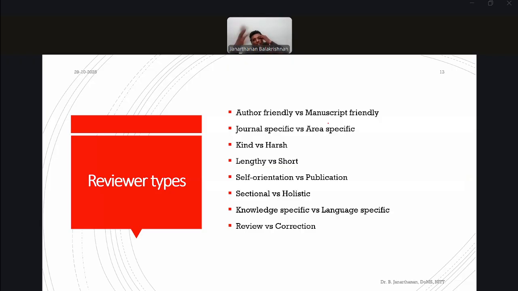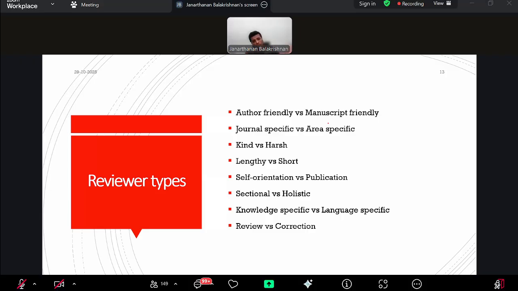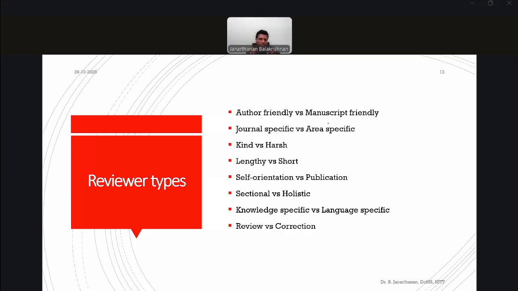Reviewer types are very simple. They are author friendly or manuscript friendly; they focus on the author or on the manuscript; they are journal specific or area specific. Sometimes they are kind, sometimes harsh. Sometimes review comments are very lengthy, sometimes very short. Some show self-orientation, with a lot of egoistic comments not from a publication point of view. Some people comment only on one section, such as methodology, discussion or introduction, while others comment on the paper holistically. Some focus only on knowledge, and some only on language.